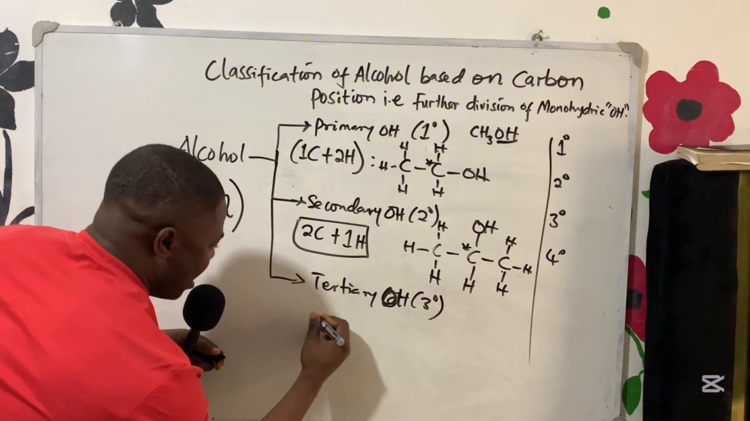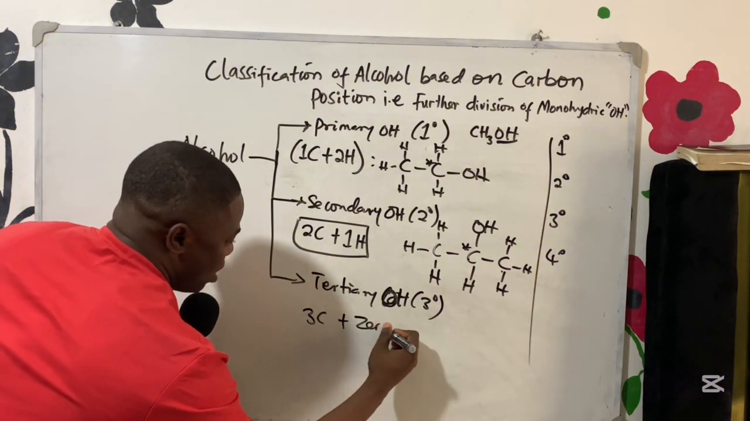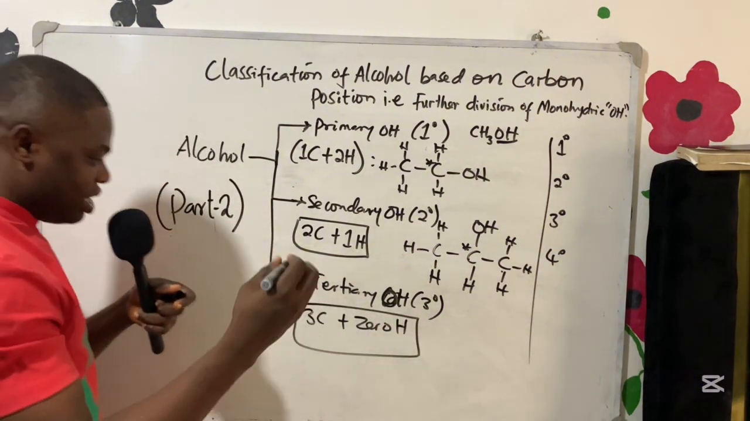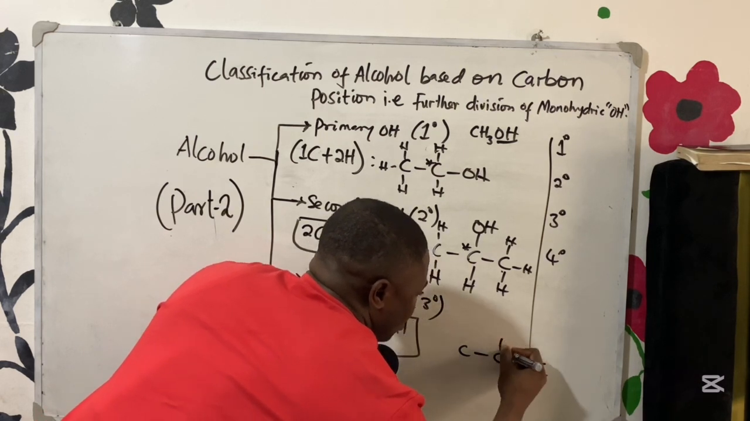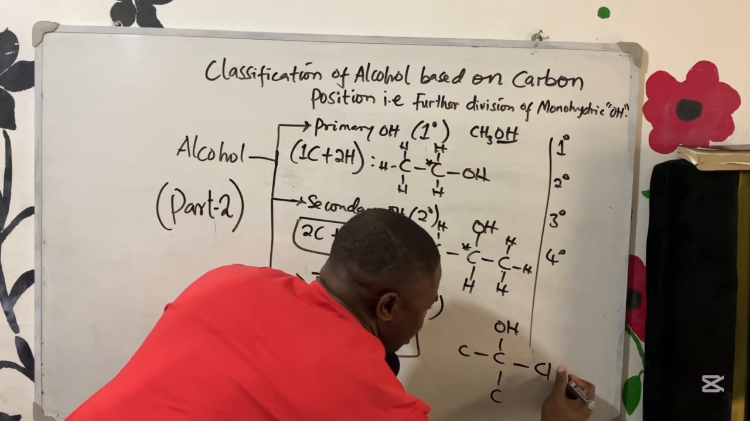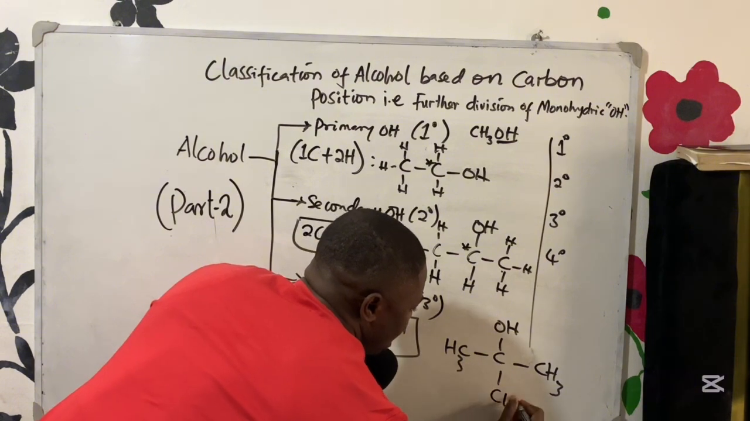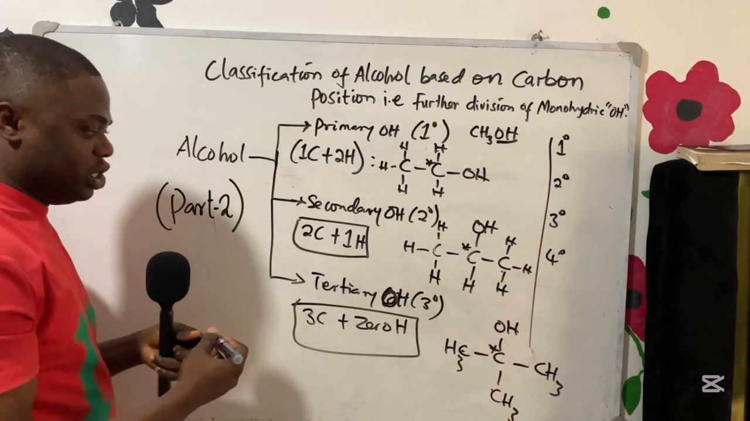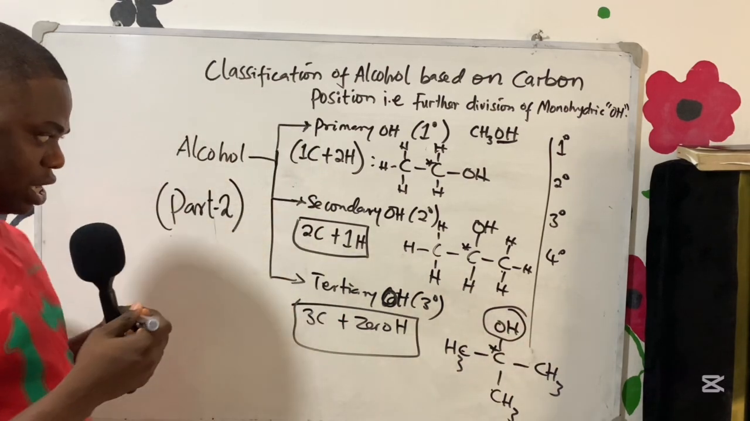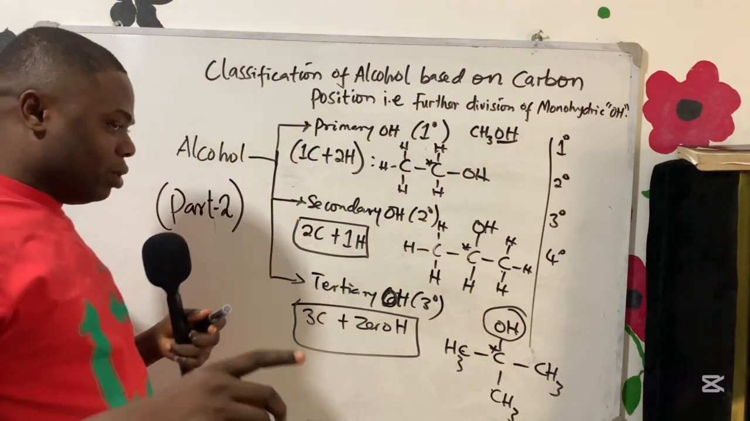Why tertiary? It has 3 carbon plus 0 hydrogen. What do I mean by that? That means just 3 carbon attached. Example, you can have something like this: OH and C, let's say CH3, CH3, and CH3. This is a carbon. There are 3 carbon atoms, 1, 2, 3 directly attached, and no hydrogen attached to this carbon carrying the OH functional group. That's how to know primary, secondary, and tertiary alcohol.